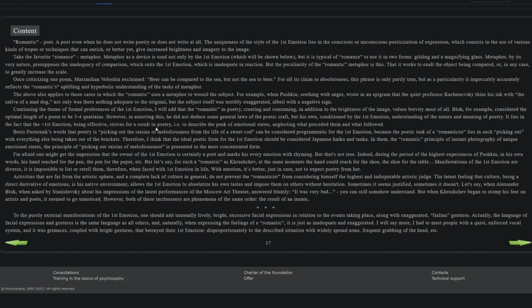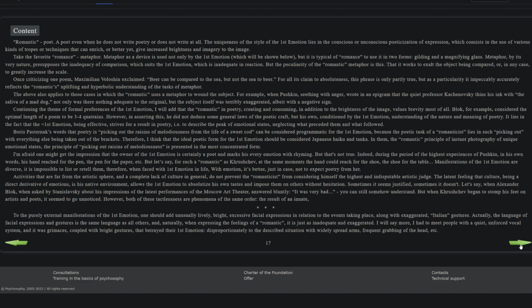To the purely external manifestations of the first emotion, one should add unusually lively, bright, excessive facial expressions in relation to the events taking place, along with exaggerated Italian gestures. Actually, the language of facial expressions and gestures is the same language as all others, and naturally, when expressing the feelings of a romantic, it is just as inadequate and exaggerated. And again, remember his use of inadequate here. I will say more. I had to meet people with a quiet, unforced vocal system, and it was grimaces coupled with bright gestures that betrayed their first emotion, disproportionate to the described situation, with widely spread arms, frequent grabbing of the head, etc.